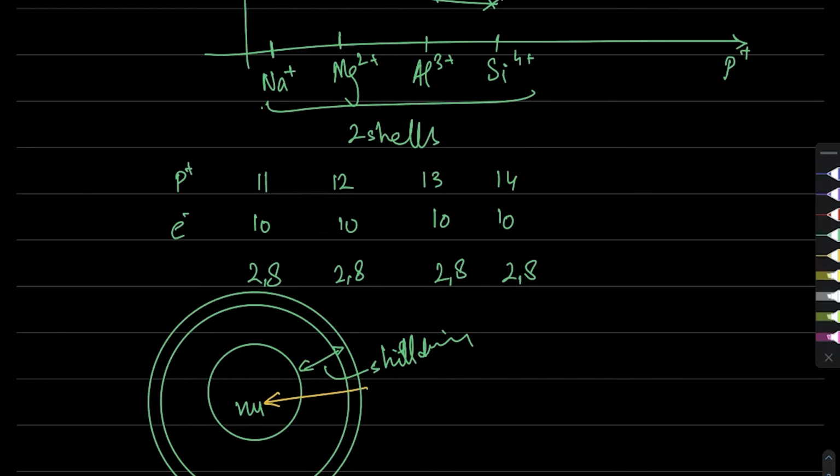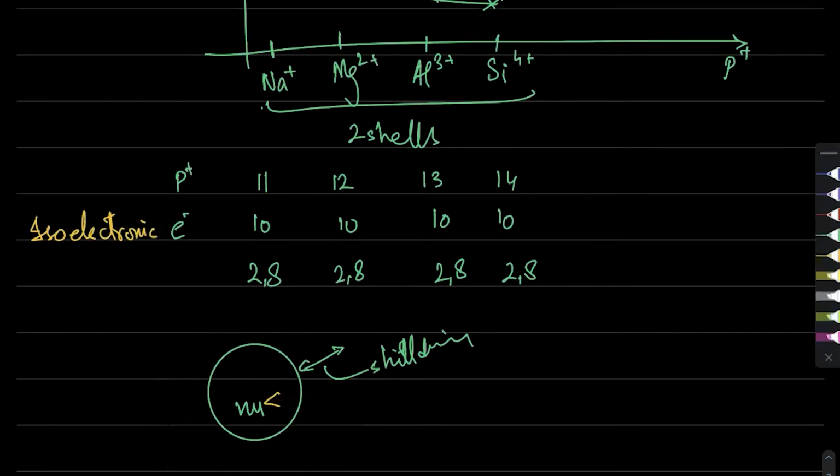Obviously, they're all isoelectronic. That is a term. They're isoelectronic because they all have the same number of electrons. But even if they're all isoelectronic, that does not mean they'll have the same size. Something with greater protons will be smaller, something with lesser protons will be bigger.